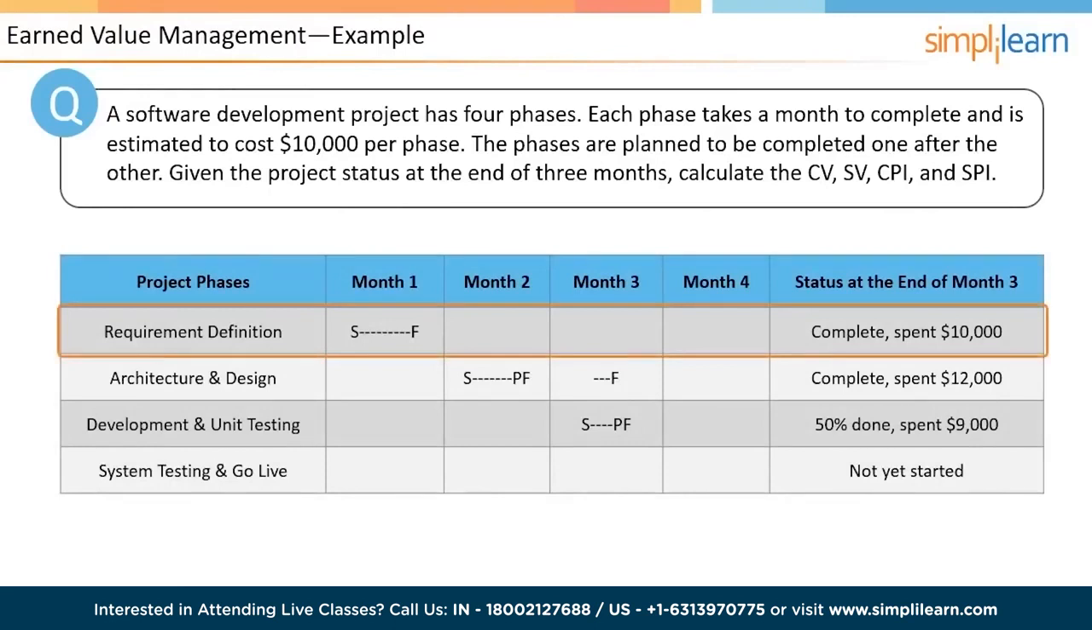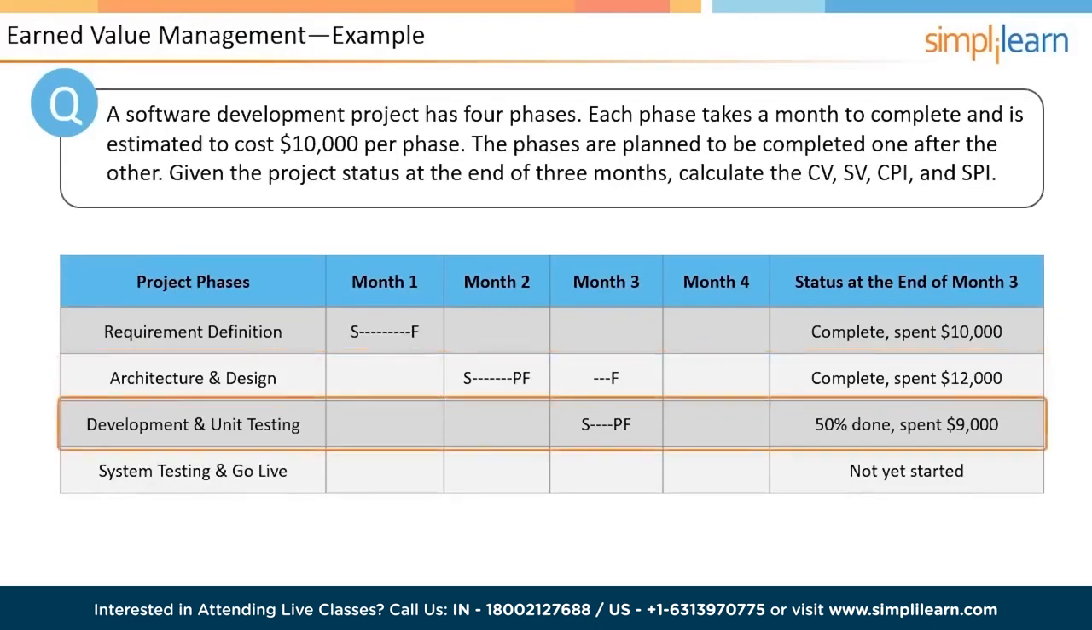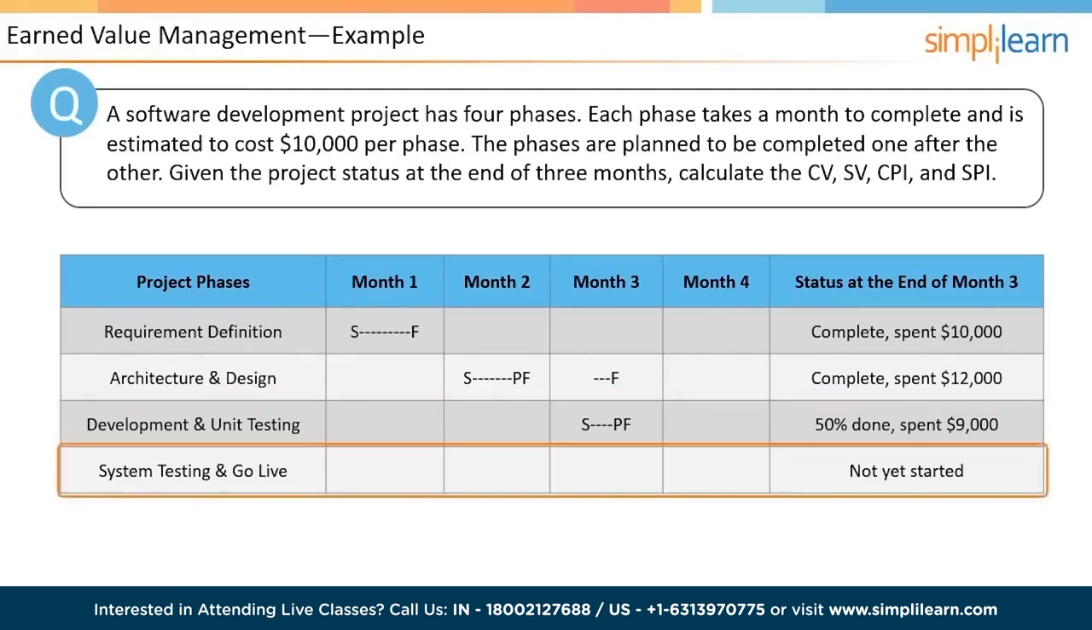Requirements definition is completed and actual spending on this is $10,000. Architecture and design is done and actual spending on this is $12,000. Development and unit testing is only 50% done, though it was supposed to be completed by the 3rd month. It has cost $9,000 until date. System testing and go live has not yet started.